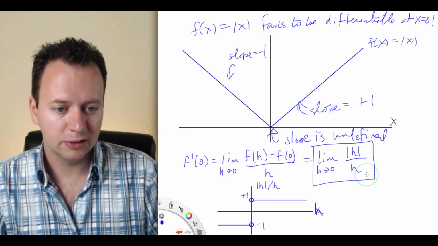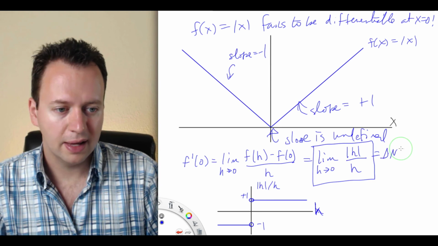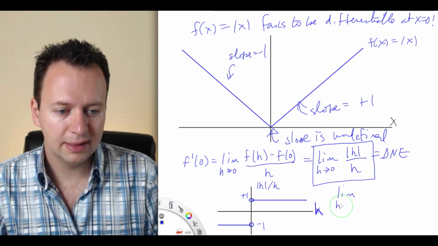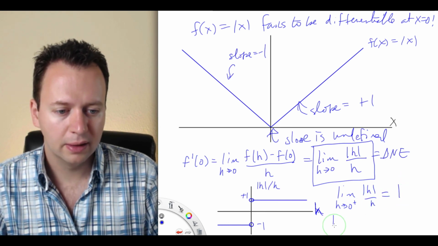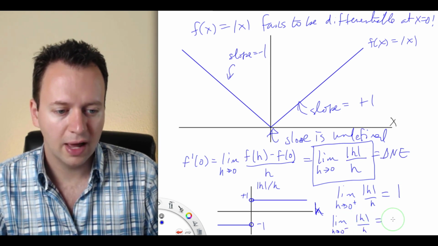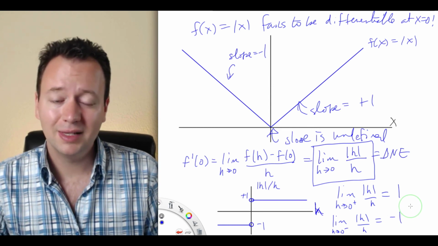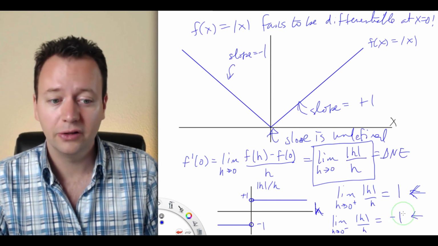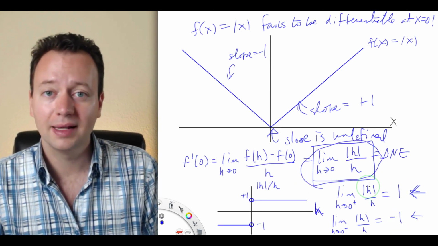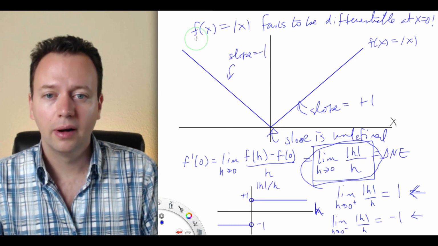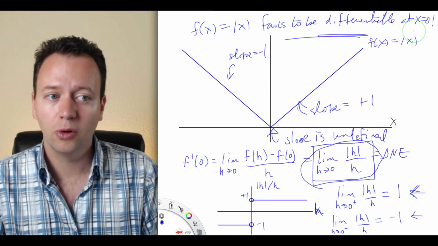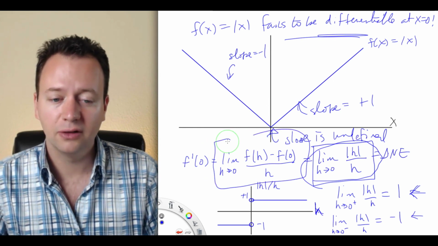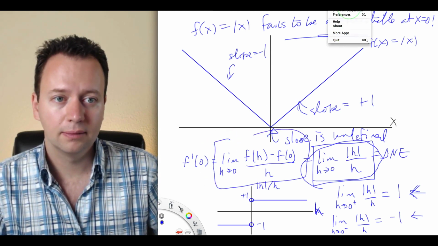And the reason it doesn't exist is because you can say that the limit as h goes to 0 from the right of the absolute value of h over h is equal to plus 1, and the limit as h goes to 0 from the left of the absolute value of h over h is equal to minus 1. But in order for the limit to exist, the left-hand limit and the right-hand limit have to equal each other, and clearly they don't. So this limit as h goes to 0 by itself does not exist. So therefore, the absolute value of x fails to be differentiable at x is equal to 0 because the derivative is undefined at x is equal to 0.